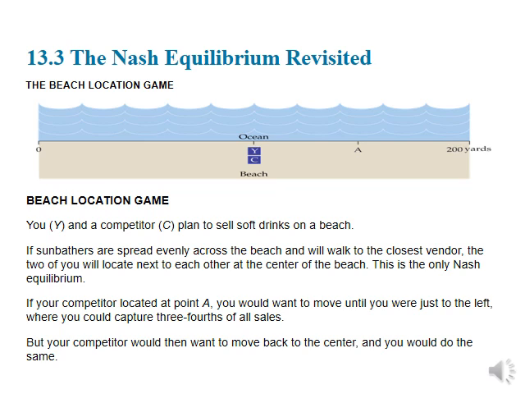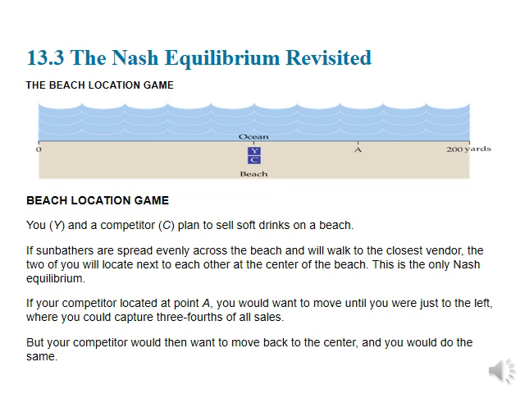But what they want is to just go to the closest paleta person. No one wants to walk across hot sand to get their sweet treat. Those red X's indicate hot sand. So if the beach is 200 yards long, where do you locate your paleta stand? Keep in mind that everyone just goes to the closest paleta stand.